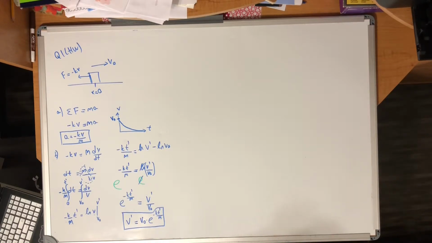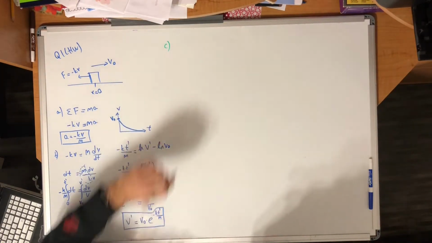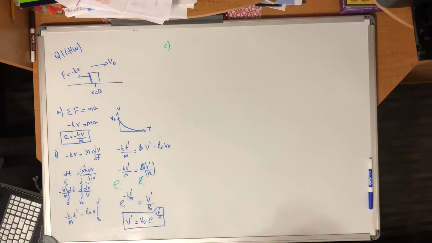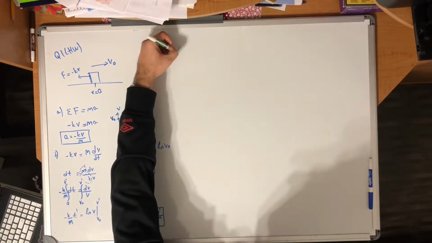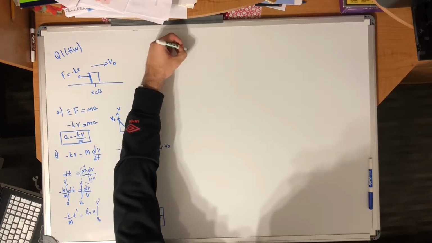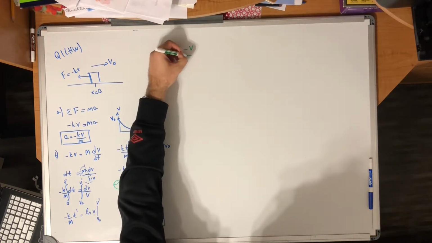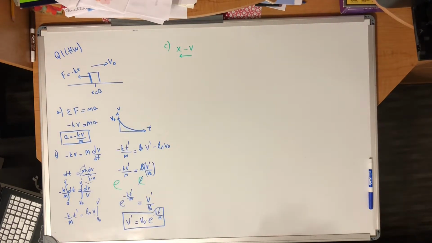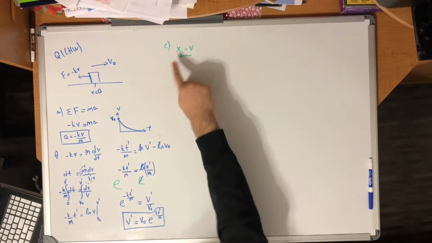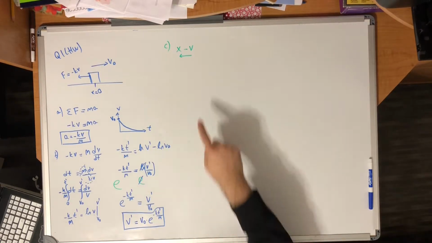And in part C, they're asking for one more step forward. So they're asking for the position. What is going to be the position of the object? If you think about it, x and v, how are they related? We have our velocity function and we are trying to find the x function. So we need to go from velocity to x, right? I need to go backward.